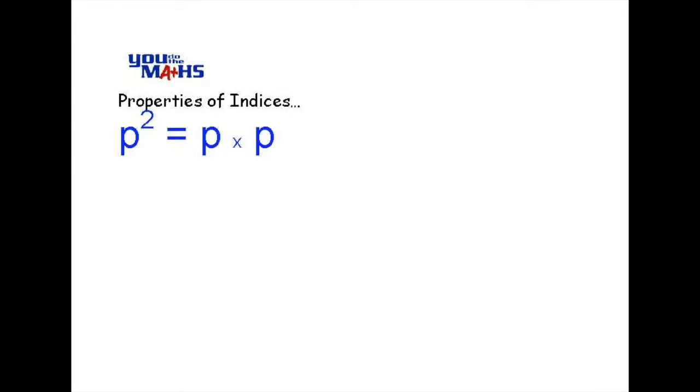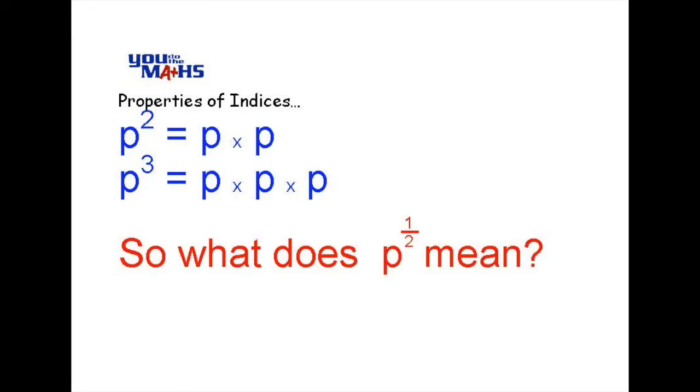In this section we look at fractional indices. We start first of all just going back to the whole number indices that we've done before. We know that p squared means p multiplied by p. We also know that p to the power 3 means p times p times p. So what does it mean by p to the power of a half? How do we actually explain that?